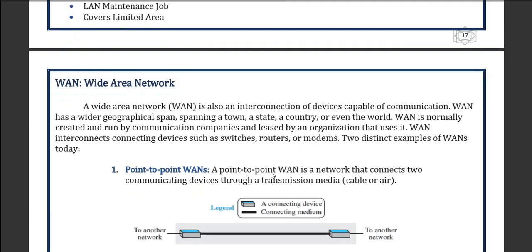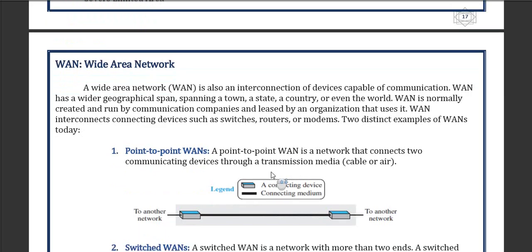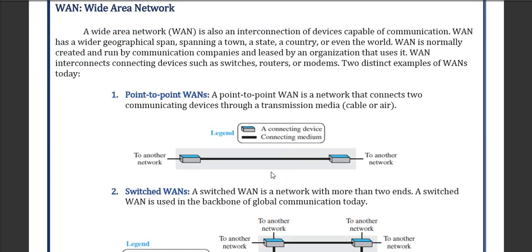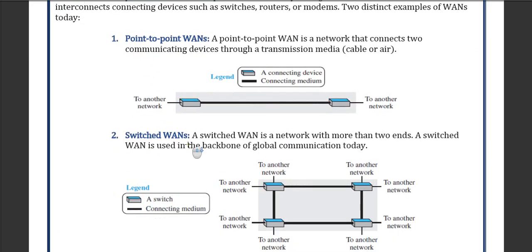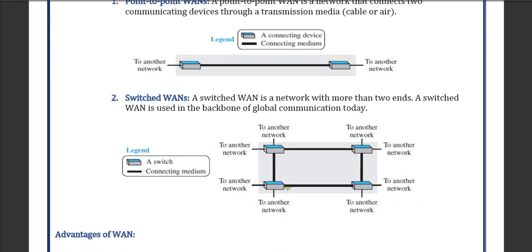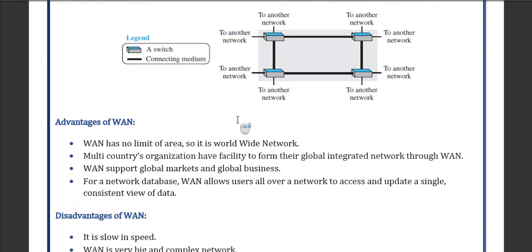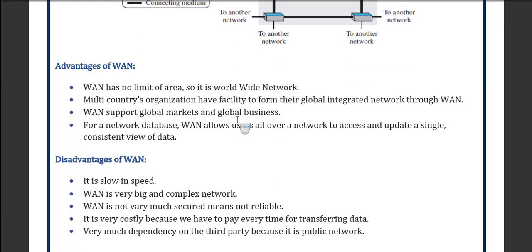Now here we have the wide area network, which is WAN, and in the WAN section we have point-to-point WANs and switched WANs. In point-to-point, the connection from one point to another point is known as a point-to-point connection. In the switched network, here is switch 1, switch 2, switch 3 and switch 4, and those switches are connected with each other, which is known as the switched wide area network. The advantages and disadvantages of WAN are given below.